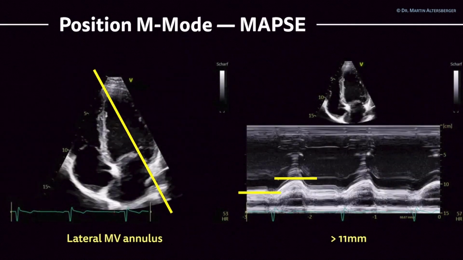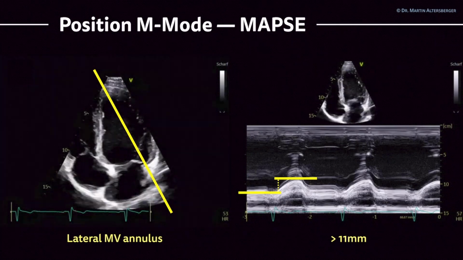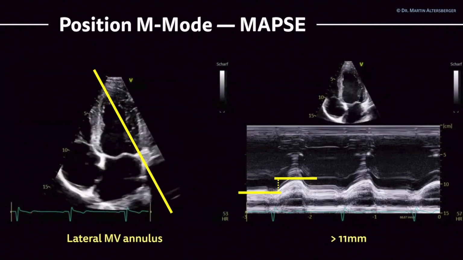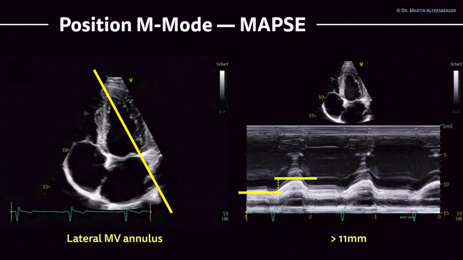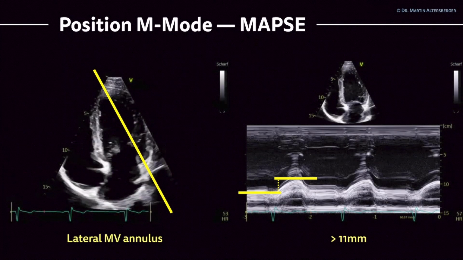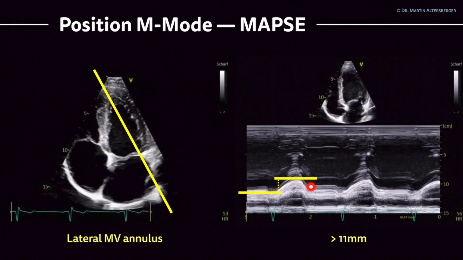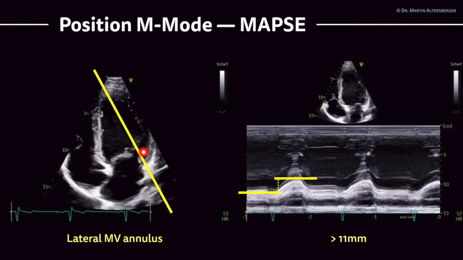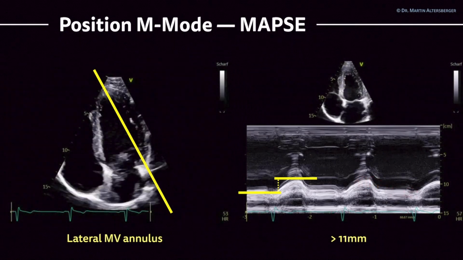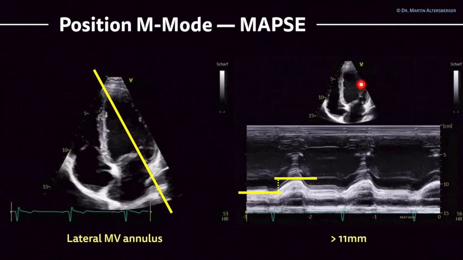With the mitral valve, you do the same. Here the cutoff is a little bit less compared to the tricuspid valve. For the TAPSE it was 17 millimeters. For the MAPSE it's around 10 to 11 millimeters. So here you see the M-mode, the measurement and the line you would follow. Here you would place the M-mode as seen in this example.